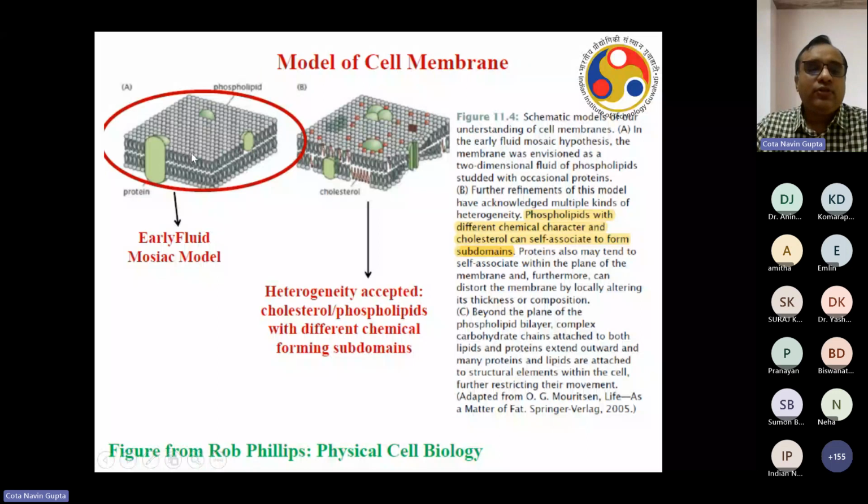This is the early fluid mosaic model, and this was the later one, where heterogeneity was accepted. Cholesterol and phospholipids with different chemicals forming subdomains were also accepted in the later versions of the cell membrane models.